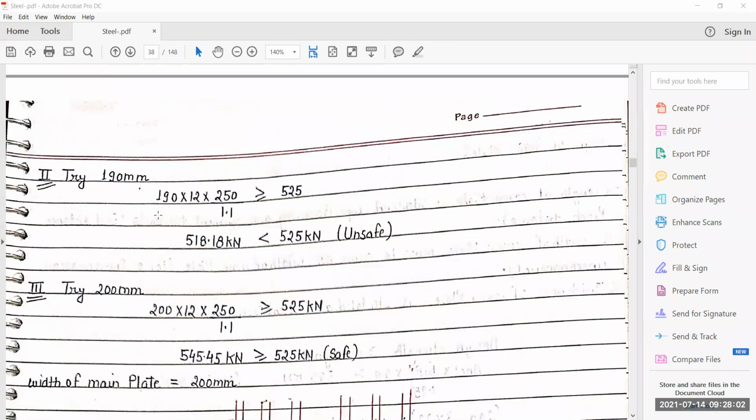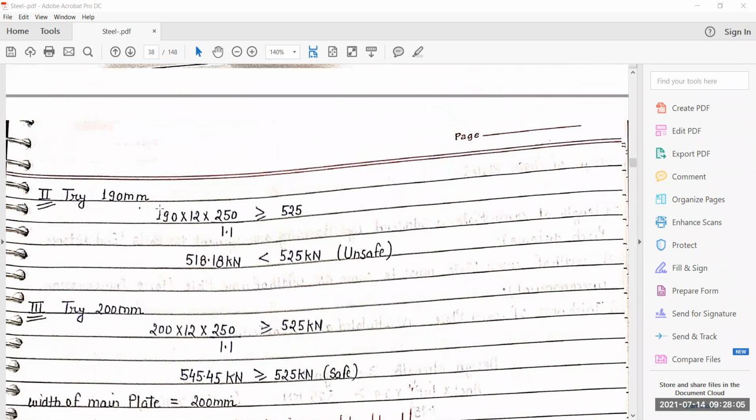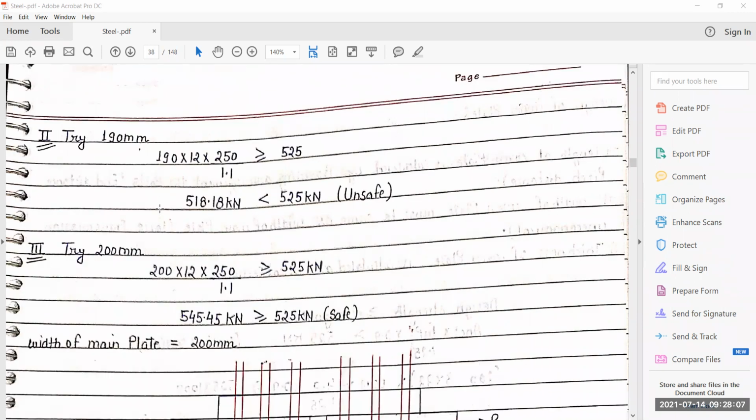Second try 190 mm. Okay. The second try 190 mm. The 190 to 12 to 250 upon 1.1 is greater than or equal to 525. But after calculating, 518.18 kilonewton is less than or equal to 520, less than 525 kilonewton. This is the answer. Okay.